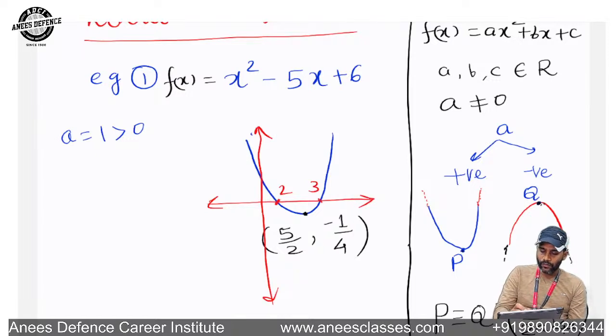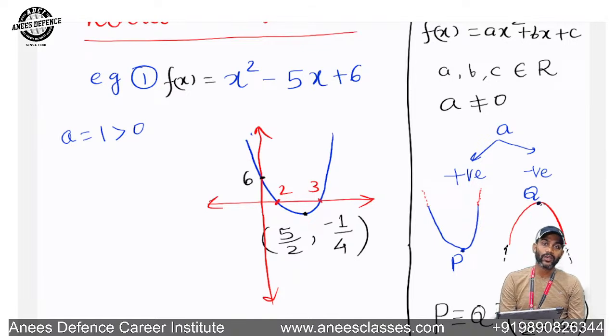And what would be the coordinates of the point where this graph cuts the y-axis? 0 comma... what we have to do is put x equal to 0 there. You'll get 0 comma 6. So this point would be 0 comma 6. I hope it is clear. So this is the graph.